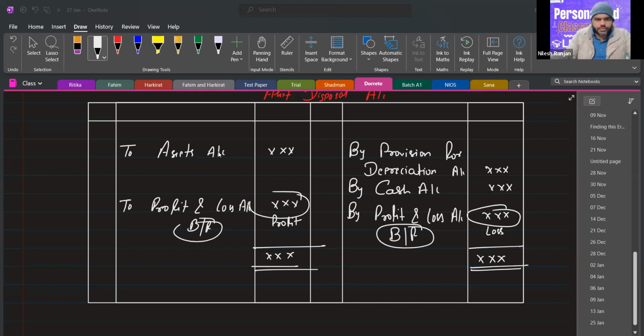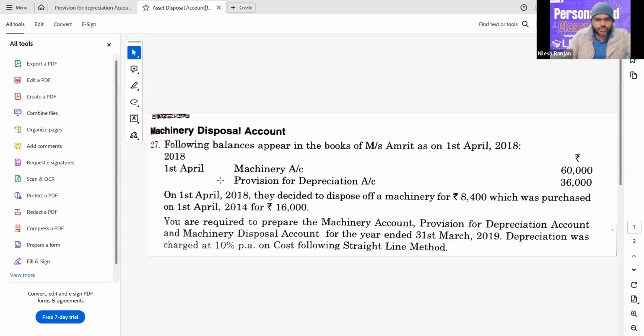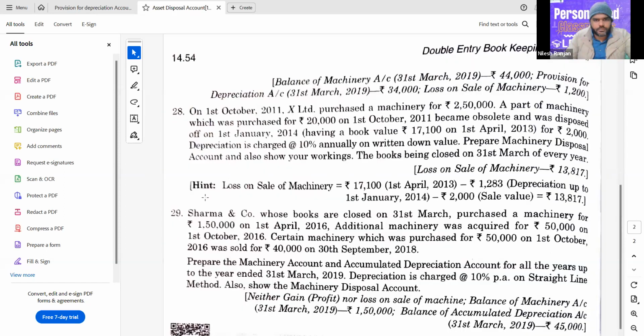Okay, so I'm sharing the question now. You can see the question here. Question number 28. Now in 28, if you see, there is only depreciation, not provision for depreciation. But in 29, provision for depreciation account is also created. So in this portion, in asset disposal, we have to transfer accumulated depreciation. Okay. So I'm solving one portion and you have to try the balance too.